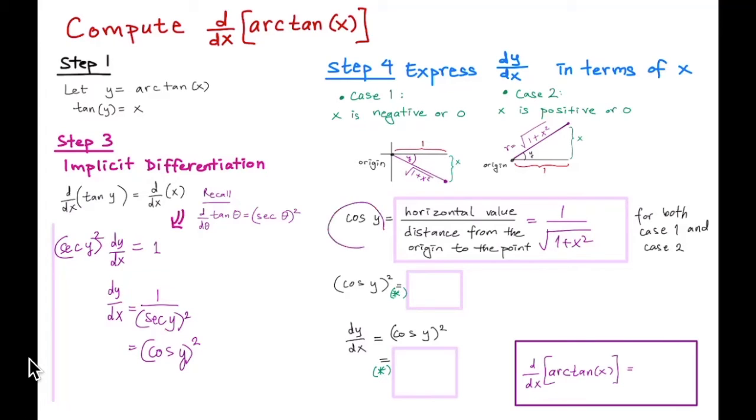So cosine y is this value. So cosine y squared is just this value squared. So I have 1 over 1 plus x squared. And now I know how to compute my dy dx, because dy dx is cosine y squared. So it's just 1 over 1 plus x squared. So the derivative of arctangent is 1 over 1 plus x squared.